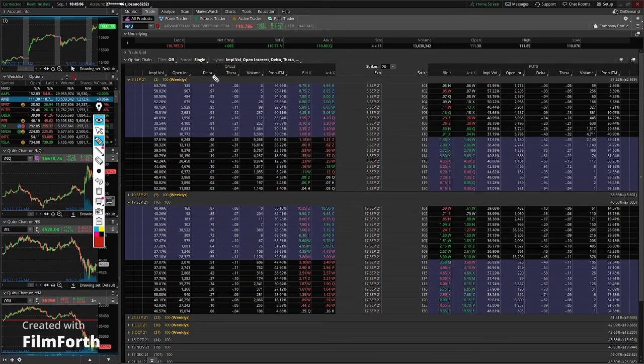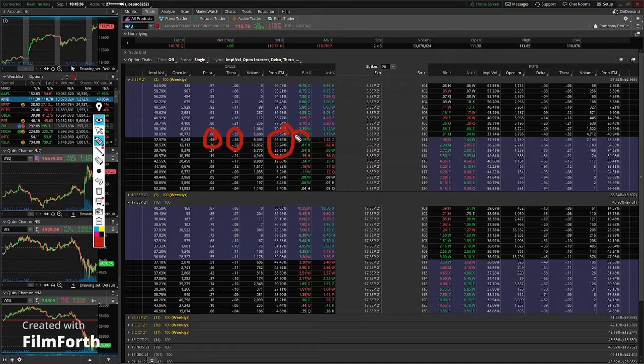Okay? Delta is going to tell you how much money you're going to make per dollar move. Theta tells you how much money you're going to lose per day due to time decay. The probability in the money tells you the probability of this contract expiring in the money. So by Friday, you have a 50% chance of being profitable on this contract.